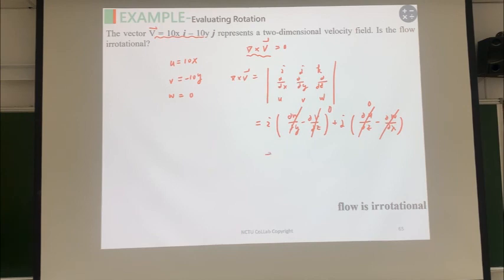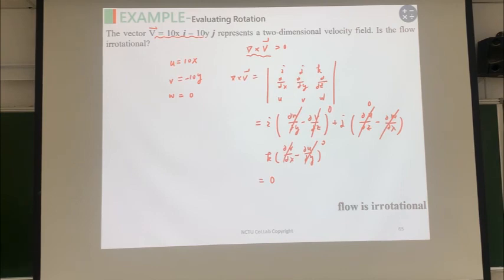Finally, you can check the k component. The k component is dv/dx minus du/dy. Again, v is only a function of y, and u is only a function of x. So you don't have these differential values, also 0. So finally, we know exactly the answer is 0. So we can conclude that the flow is irrotational flow, because the final answer is 0.